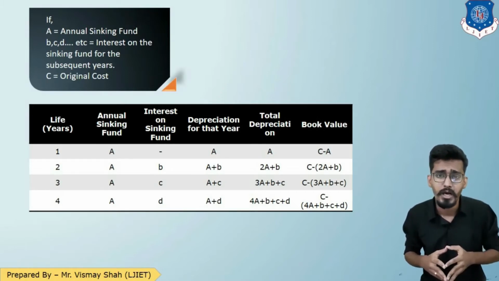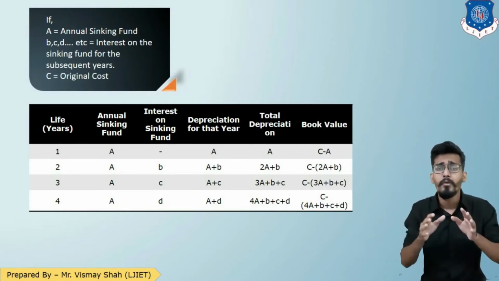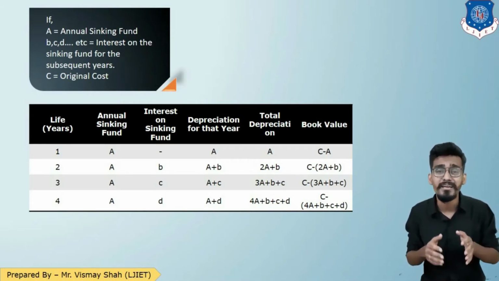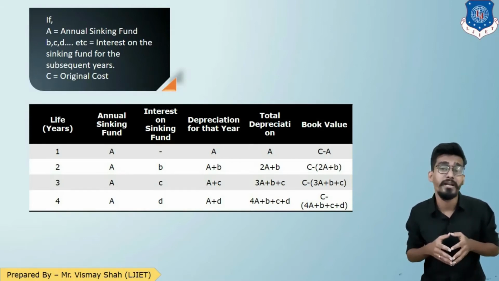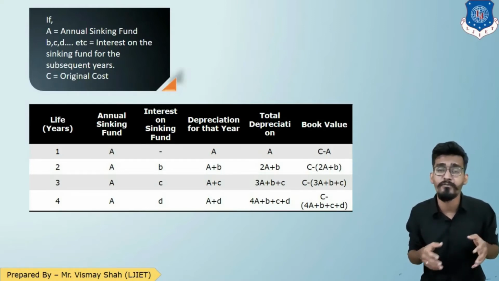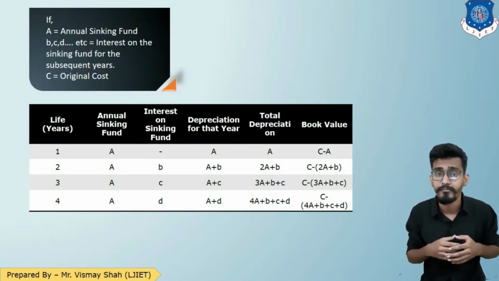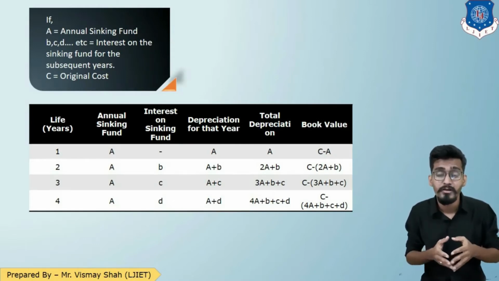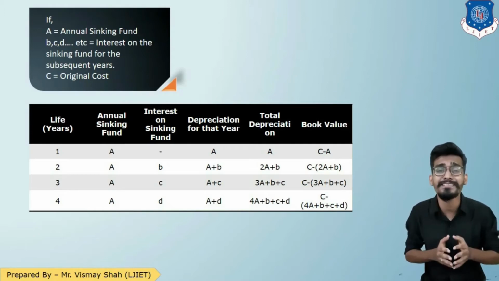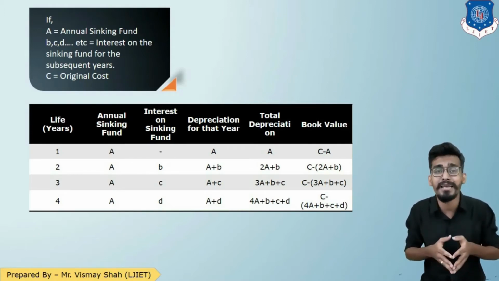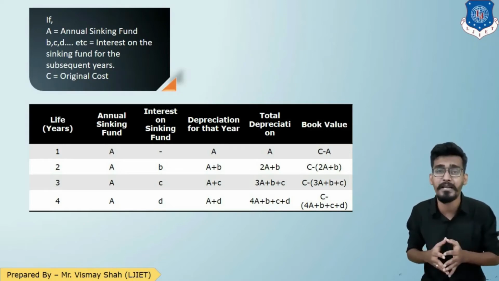This will be going on. So I hope we are clear about what the sinking fund method is and how to calculate the depreciation from sinking fund. But the question remains the same: how to determine this capital A? Capital A is your sinking fund. So how to determine this capital A? What is the value of this capital A?